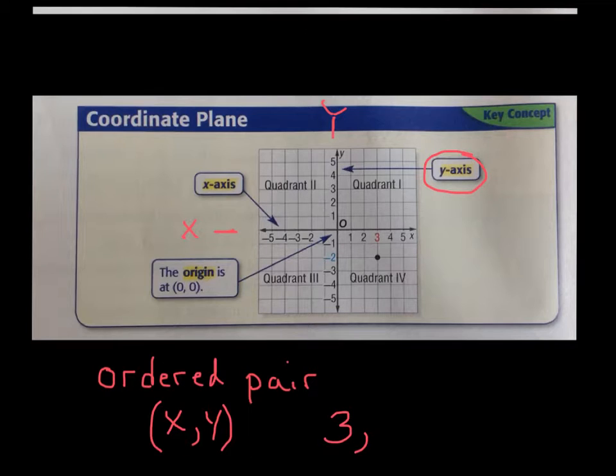And now I look on the y-axis. Where does this fall? So here's the y-axis, and it falls right here on -2. So this ordered pair would be (3, -2), and I put parentheses around it.